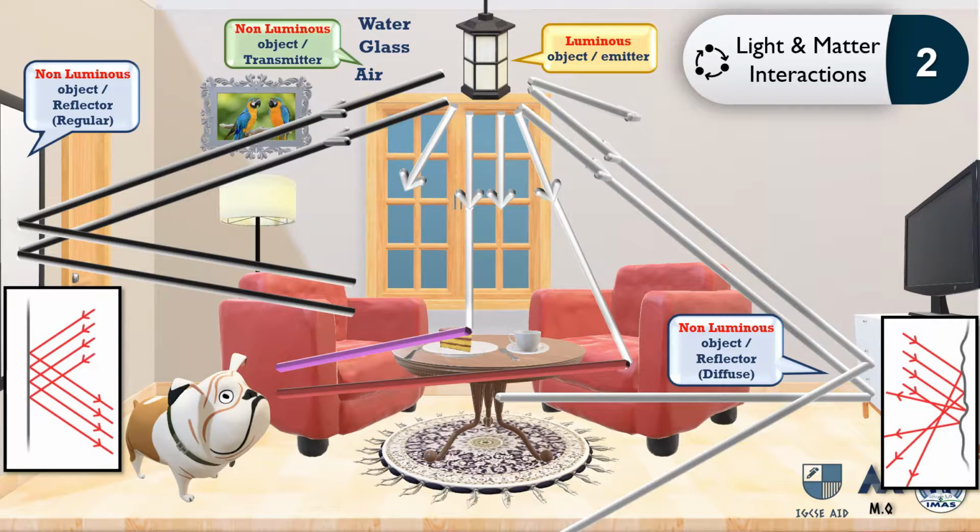But for this example, we chose the one that is reflected to the eyes of the pet, and that's how it can see the sofa. If we also extend the light ray coming from the TV cabinet, it will also reach the eyes of the pet, and that's how it can see everything.